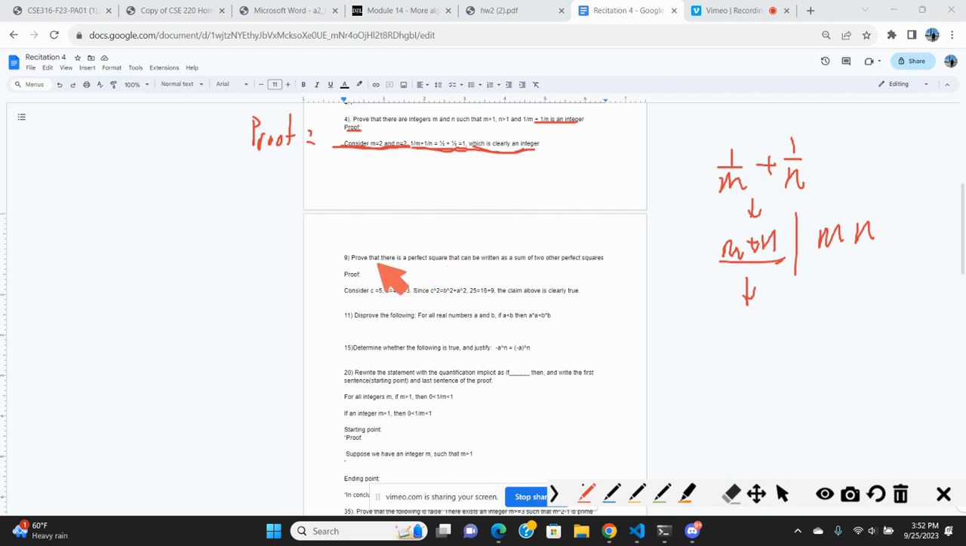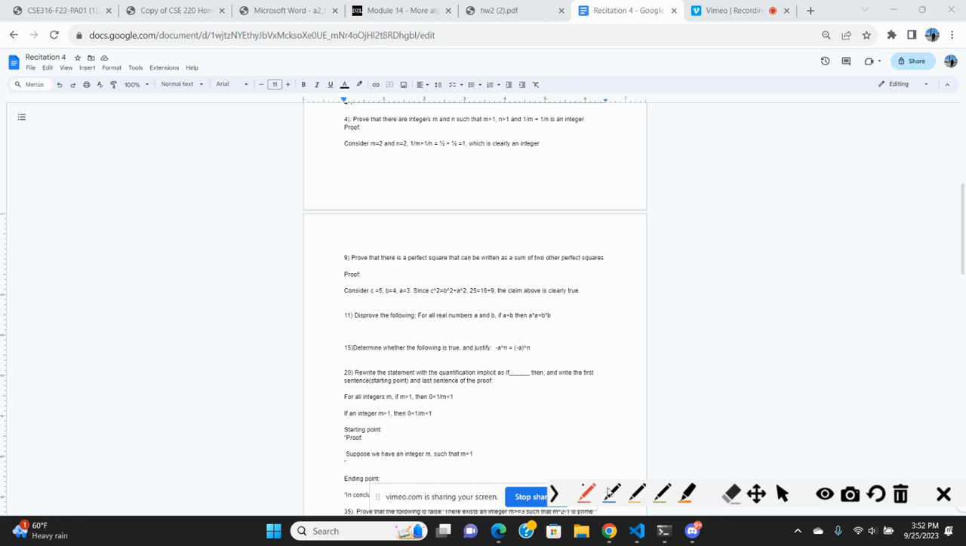For problem 9, we also have to prove that there is a perfect square that can be written as the sum of two other perfect squares. The proof would once again be to give an example. What this question is asking about is Pythagorean triples: A, B, and C, integer solutions to this system. The most basic example would be the smallest Pythagorean triple, C equals 5, B equals 4, A equals 3. So it would be: Proof. Consider these numbers. Since c squared equals b squared plus a squared, 25 equals 16 plus 9, the claim is clearly true.